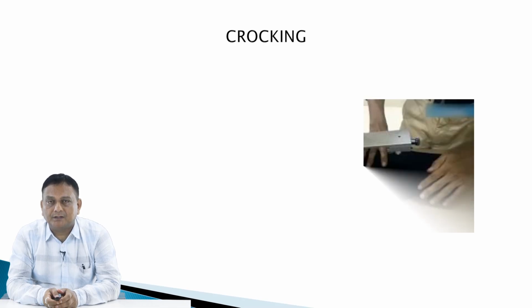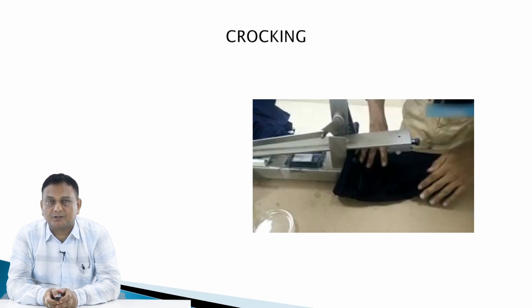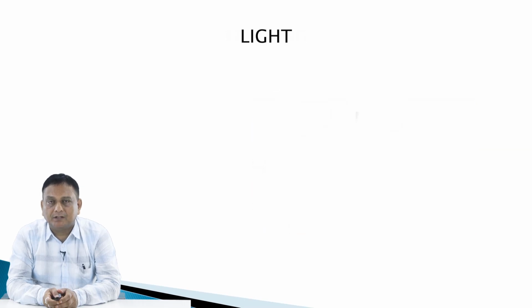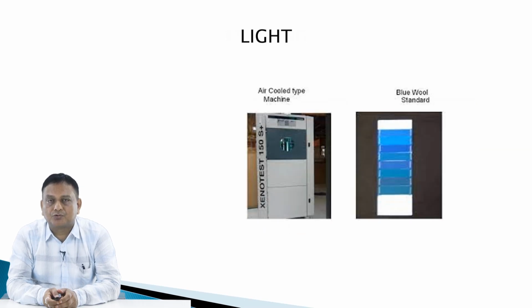Crocking, as I mentioned, this is the crock fastness tester which is used for the crocking fastness test. And for light, different types of instruments are used, air cooled or water cooled machines, and blue wool standards are used for the purpose of evaluation. So these are the different areas in the colorfastness test.